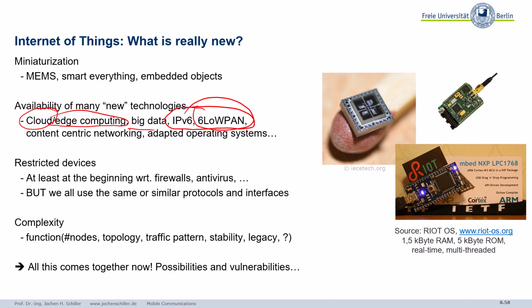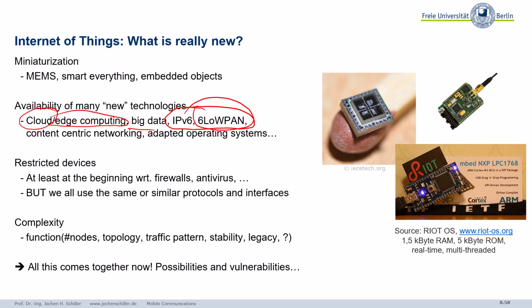We know these are restricted devices, no real firewalls, no antivirus, whatever. But we all use the same protocols, or at least similar protocols as we have them in the internet. So this is quite complex in terms of number of nodes, topologies, different traffic patterns, stable, maybe not. A lot of legacy stuff in there. So all this comes together now. Many new possibilities, but also vulnerabilities. But this is left to our security lectures.